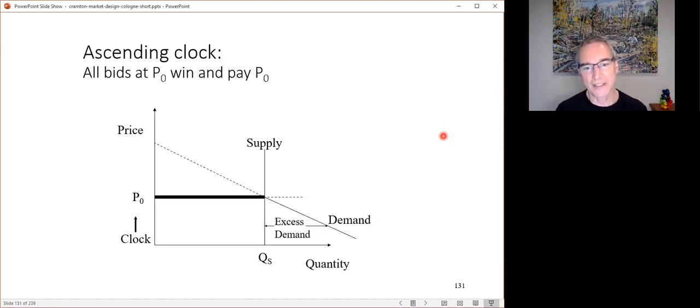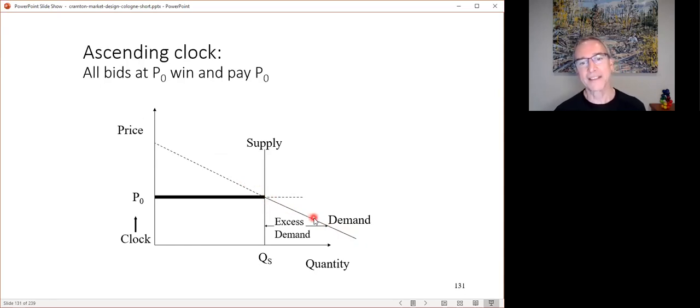Okay, so let's take a look at these. Here is our clock auction. The bidding starts way down here. We've got lots of excess demand, and then the auctioneer raises the price, and they continue to raise the price until supply and demand balance.